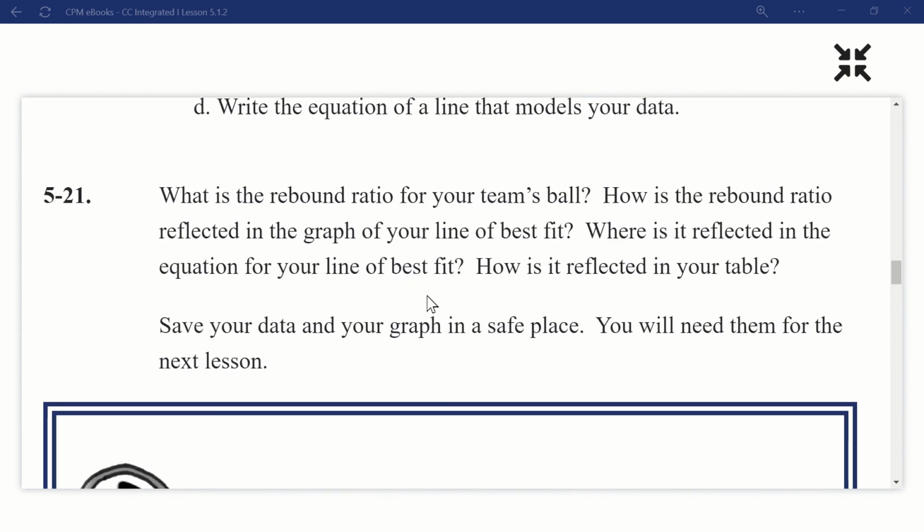And then it says, how is the rebound ratio reflected in the graph of your line of best fit? Where is it reflected in the equation of your line of best fit? And how is it reflected in your table? And we will finish there.